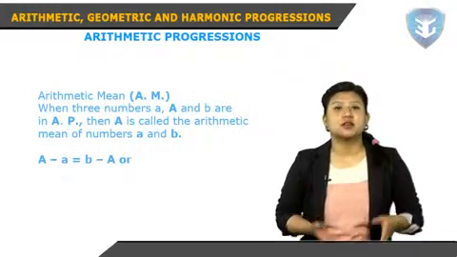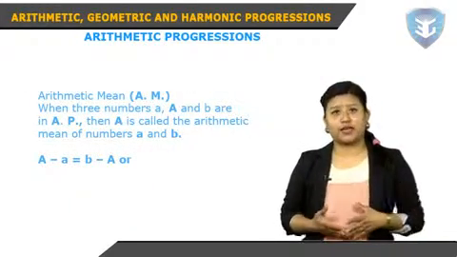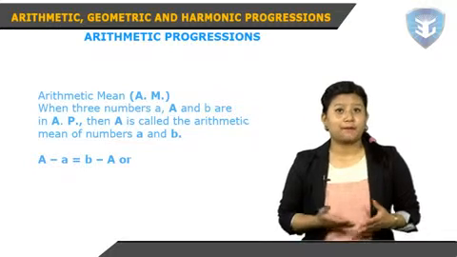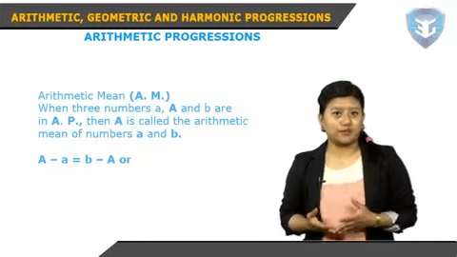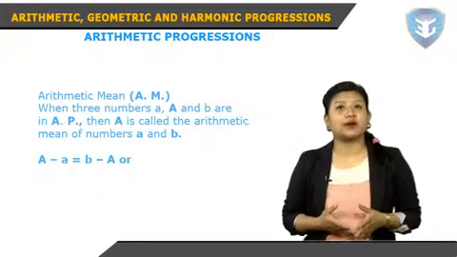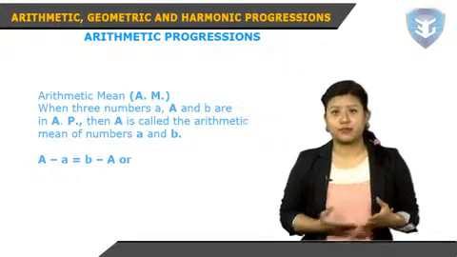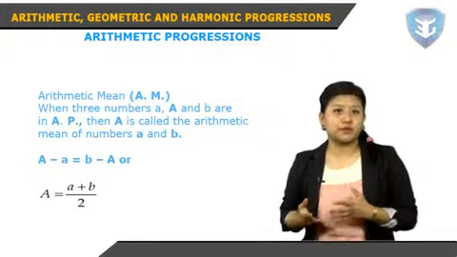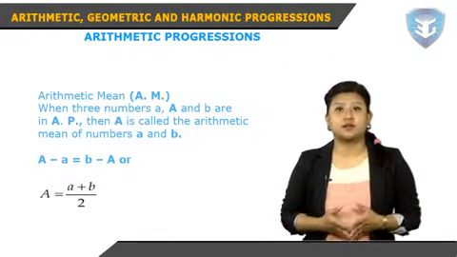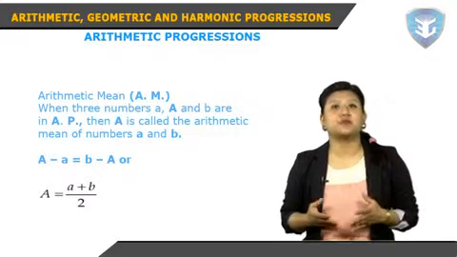Arithmetic mean or AM. When three numbers a, A and b are in AP, then A is called the arithmetic mean of numbers a and b. We have A minus a equals b minus A, or A equals a plus b by 2. Thus, the required AM of two numbers a and b is a plus b by 2.